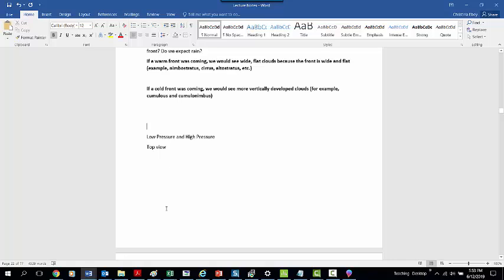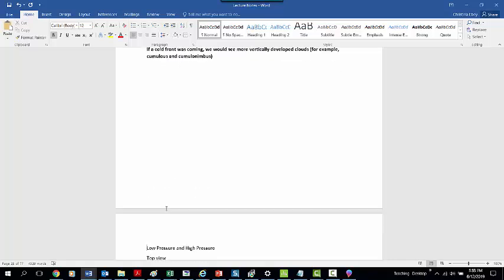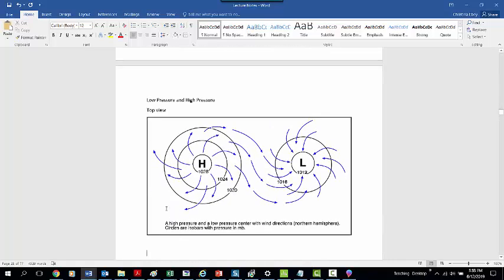Now the next topic that we need to talk about is low and high pressure. Low and high pressure are important because low and high pressure are how wind happens. So if we look down from the top, what we notice is that the air is constantly flowing from this high pressure zone into this low pressure zone. It's got this curve to it, and the curve is caused by the Coriolis effect.